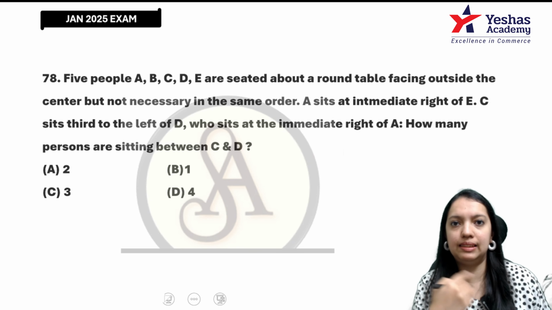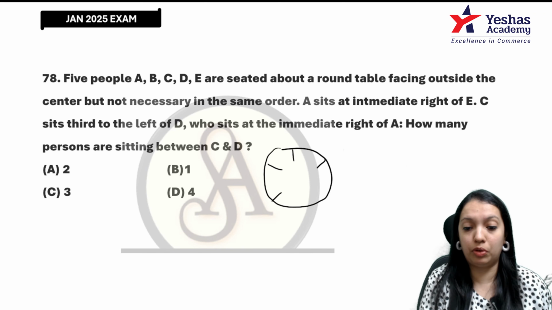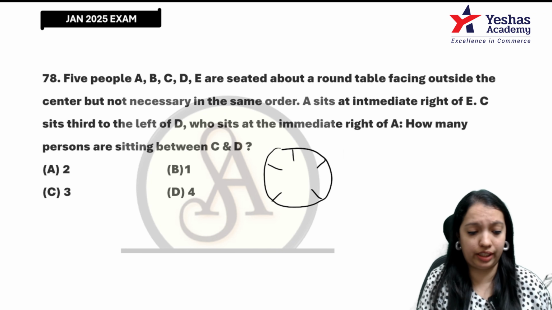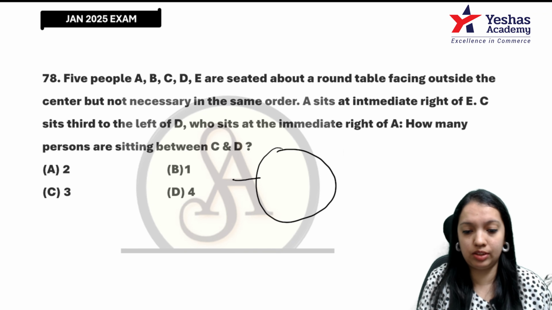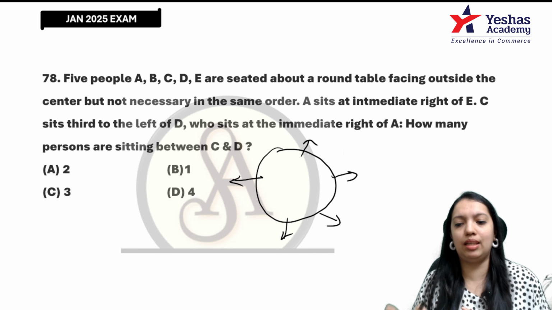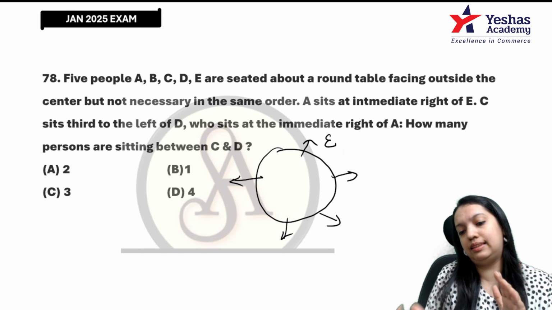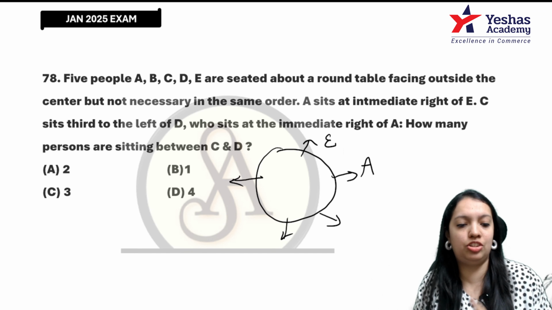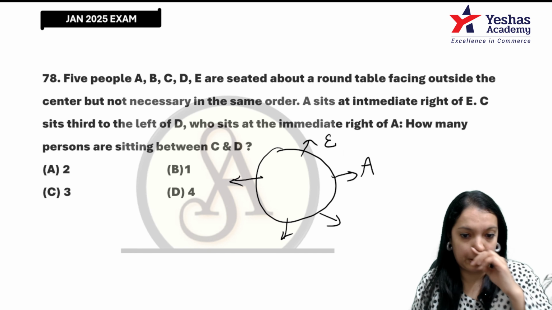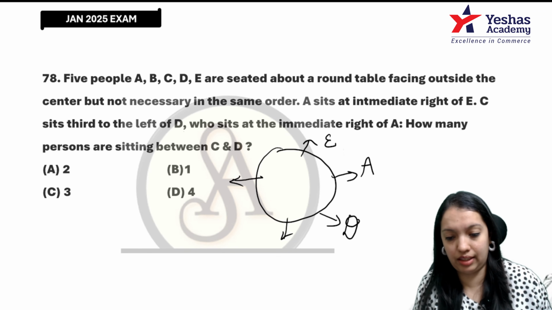Next, 5 persons A, B, C, D, E are seated around a round table. 1, 2, 3, 4, 5. Facing outside the center of the circle. In that case, 1, 2, 3, 4, 5. Not necessarily in the same order. A sits to the immediate right of E. So suppose this is E, then right side of E is A. C sits third to the left of D. D sits immediate right of A.